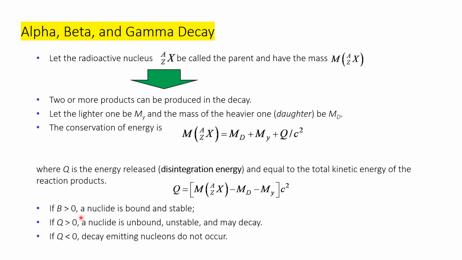If B is greater than 0, a nuclide is bound and stable. If Q is greater than 0, a nuclide is unbound, unstable, and may decay. If, on the other hand, Q is less than 0, or negative, the decay-emitting nucleons do not occur. If nucleon decay were possible for this radioactive nuclei, it would have taken place too quickly for the nuclei to be naturally abundant. This is for the case when your Q is less than 0.